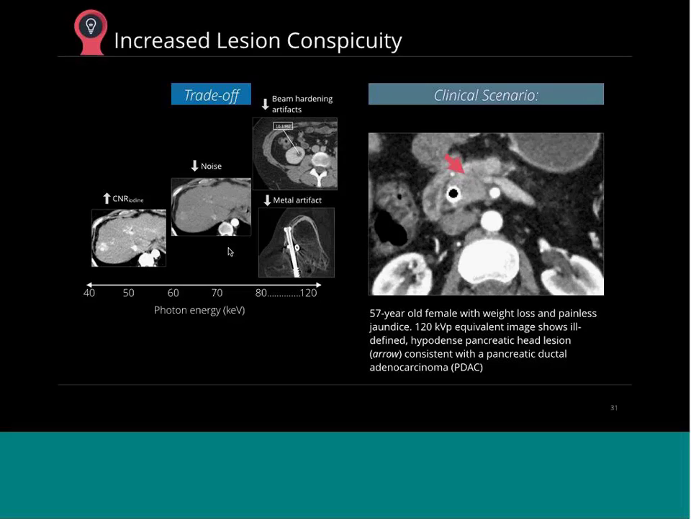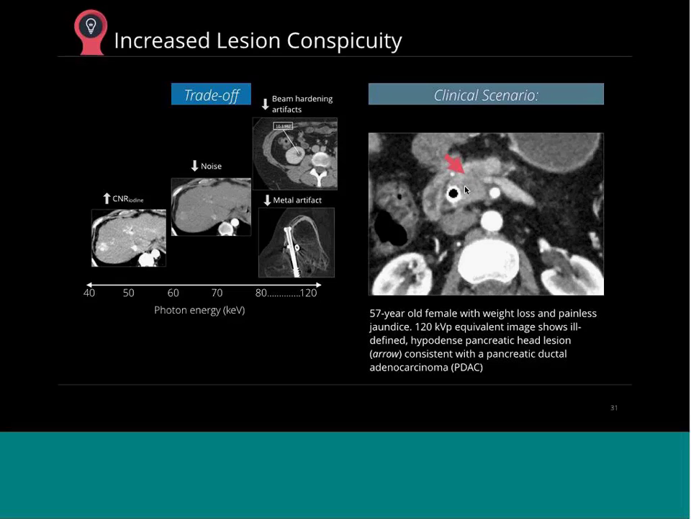But this is what we see often. This is a 57-year-old female with weight loss and painless jaundice. This is a single energy equivalent exam that shows a pancreatic tumor. Without that arrow, it would be hard to see the tumor. Where is that tumor? Well, here's a stent. This is pancreas. This is duodenum. There is this tumor right here. All right, hard to see.